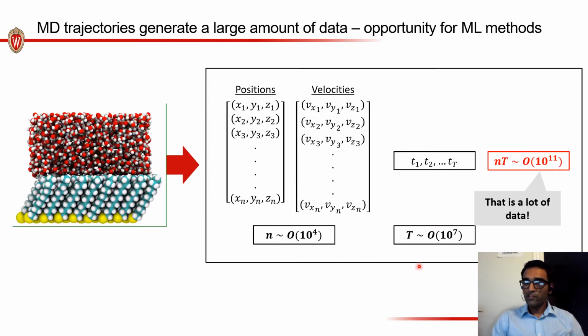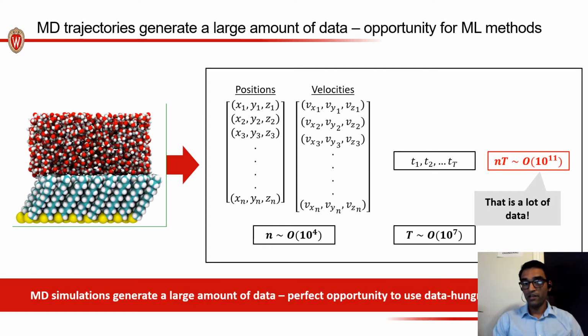If you combine all of these together, you have almost 10 to the power 11 data points from one molecular dynamics simulation, and that is a lot of data. And this gives us the perfect opportunity to use data-hungry machine learning models as you see in modern machine learning or deep learning applications. And we're going to use exactly this property of molecular dynamics systems to build upon.